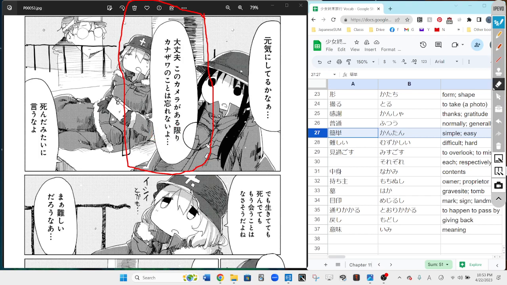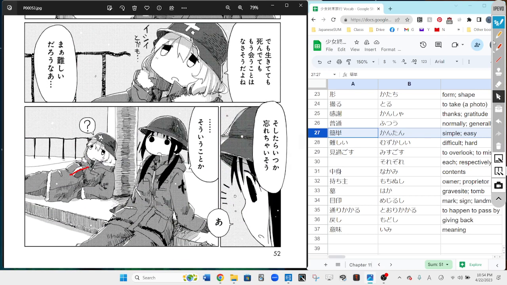So as long as this camera exists, the thing that is Kanazawa, we won't forget. With nouns, normally "about" would be a better way to translate. So we won't forget things about Kanazawa. Or just Kanazawa. Shinda mitai ni yu na yo. So she's saying, don't talk like he died.